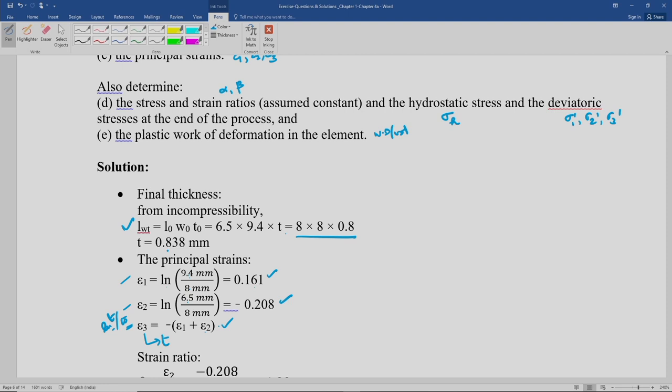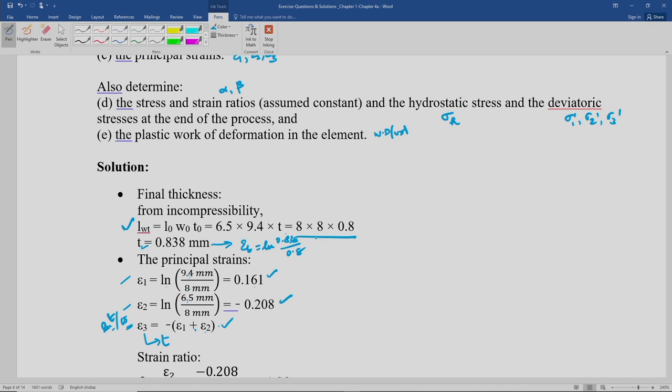Okay. So, if you do not want to follow this, then from this you can find epsilon T. Epsilon T is equal to ln of new thickness, that is 0.838 divided by 0.8. That will give you the thickness strain, or epsilon 3. Either way you can find out.